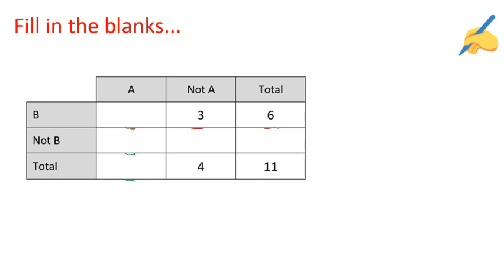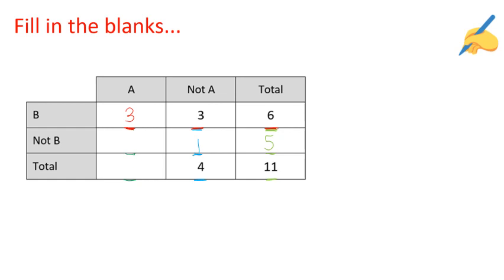So if I'm trying to figure out what this number here is, this number plus 3 equals 6. So 3 plus 3 equals 6. Then I'm going to try some going down. So 3 plus something equals 4. Well, 3 plus 1 equals 4. Then I could try going across here. 6 plus something equals 11. 6 plus 5 equals 11.